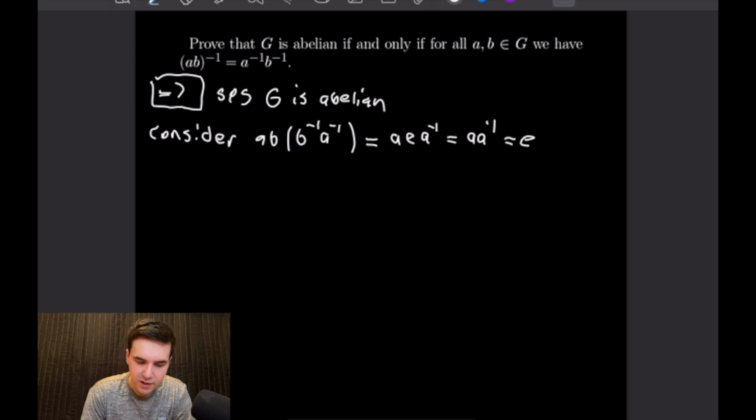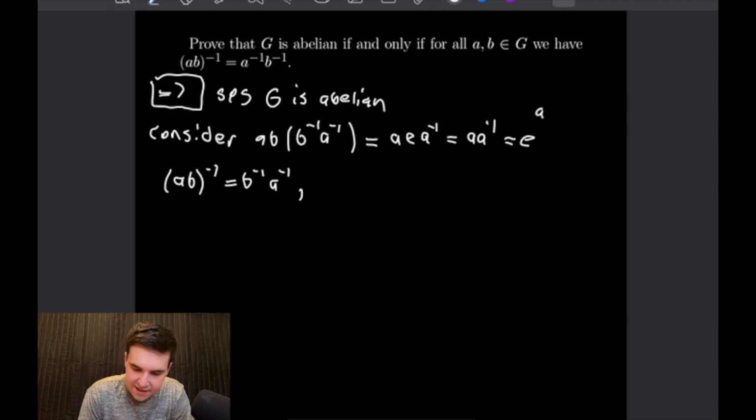Great. So what have I proven here? Well, I've proven that (AB) inverse is equal to B inverse times A inverse. And it looks like I forgot to say that A and B are in G, so let me just put that right up here. Great.